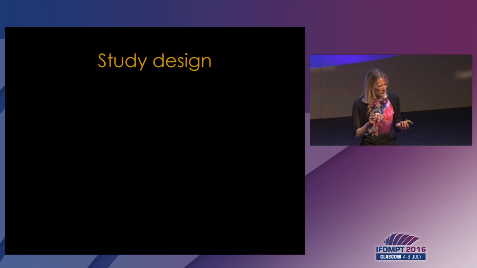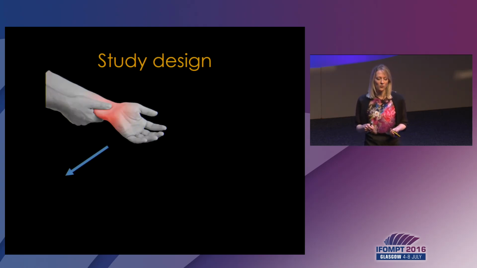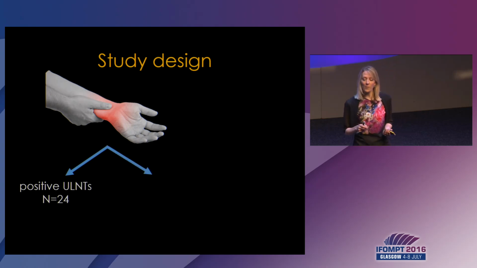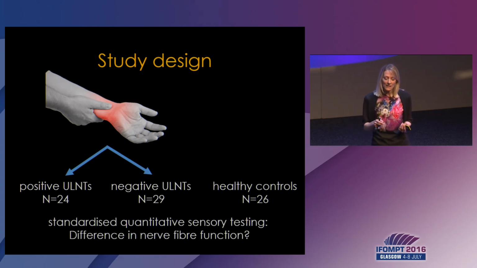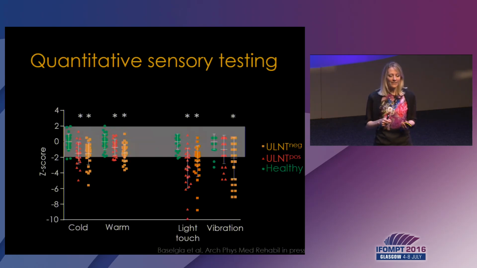In order to find out what is going on, we did the following study. We took patients with carpal tunnel syndrome. They were subgrouped into those with positive and those with negative upper limb neurodynamic tests. And we also had a healthy control group. And what we did is we used standardized quantitative sensory testing, evaluating the large as well as the small fiber population with different thermal and mechanical stimuli. And we were wondering whether there's a difference in nerve fiber function of these different fibers in those two subgroups of patients. And this is what we found for detection thresholds.